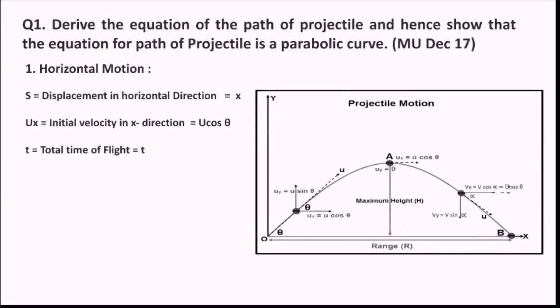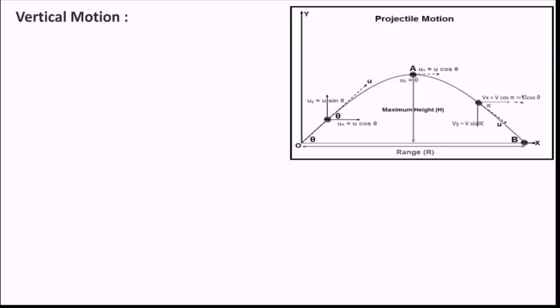We have also seen that for horizontal motion only one equation is applicable, that is S equals ut. Let us apply that. So applying S equals ut, I will get one equation, t equals x divided by u cos theta. Let this be equation number 1. With this we completed the analysis of the horizontal motion. Now proceeding towards the vertical motion.